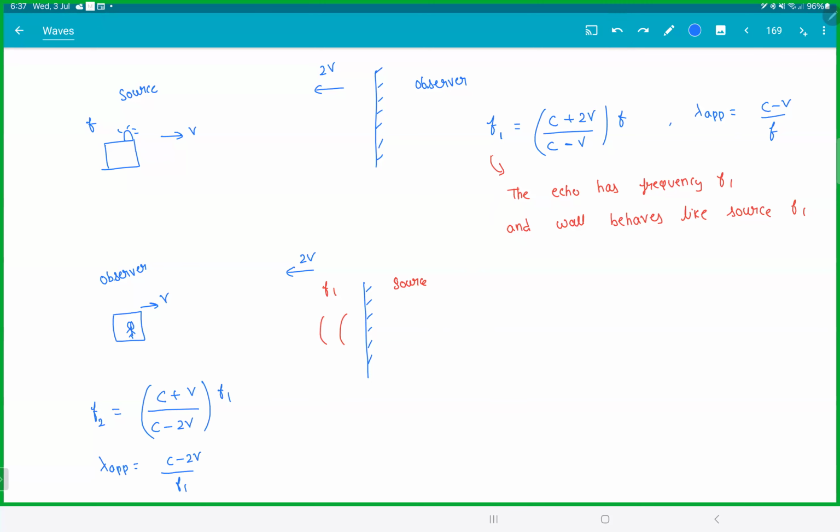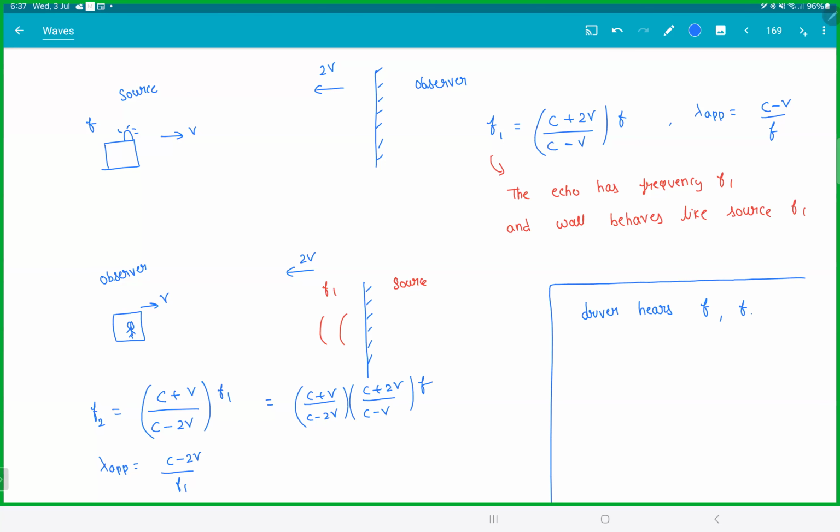This is your lambda apparent heard by the observer. Now try to simplify this. F2 is C plus V by C minus 2V, F1 is nothing but C plus 2V by C minus V into F. This is the frequency heard by the driver, the echo. Now the driver hears two frequencies. Driver hears F, the sound which is directly coming from the siren, and he will hear F2. The driver doesn't know what is F1. I hope that is clear.